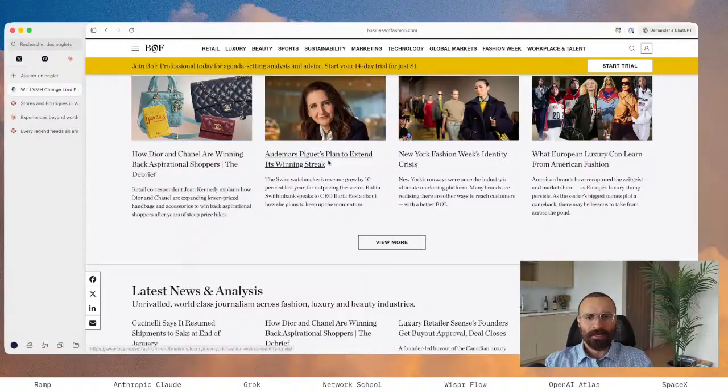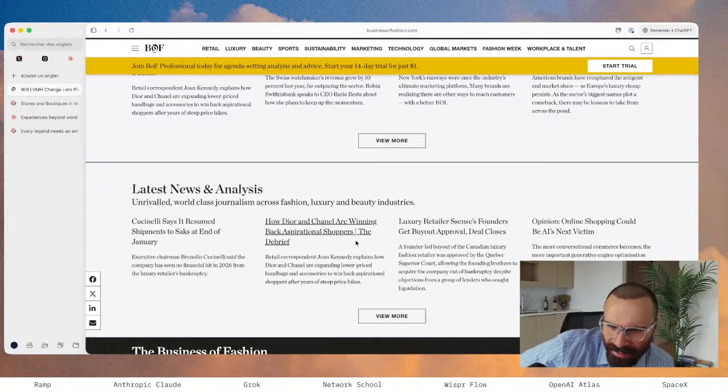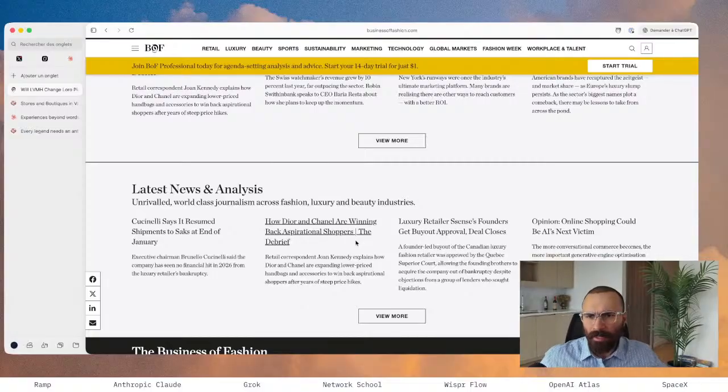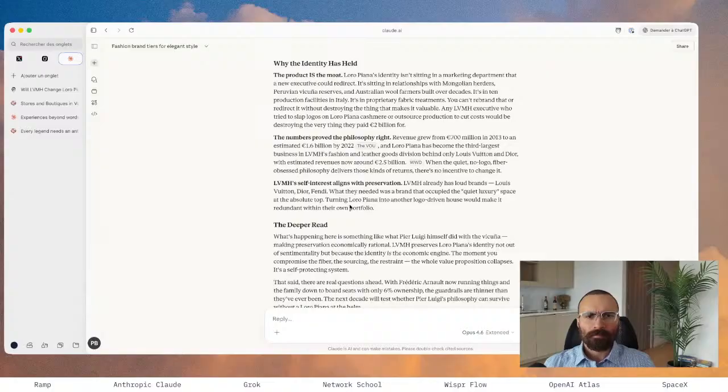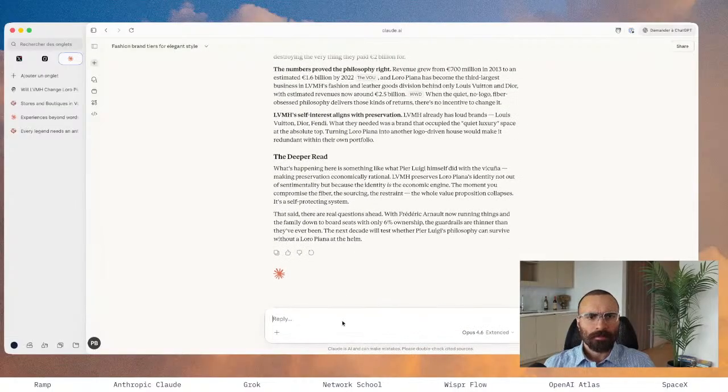Oh, Audemars Piguet. We'll look into Audemars Piguet next. Yeah, Audemars Piguet is also something very interesting. We got Cucinelli says it resumed shipments to Saks at end of January. Wait, what is this? BOF, Business of Fashion. How Dior and Chanel are winning back aspirational shoppers. Luxury retailers since founders get buyout approval. Very interesting.